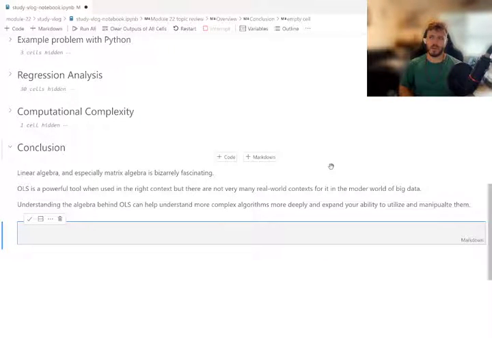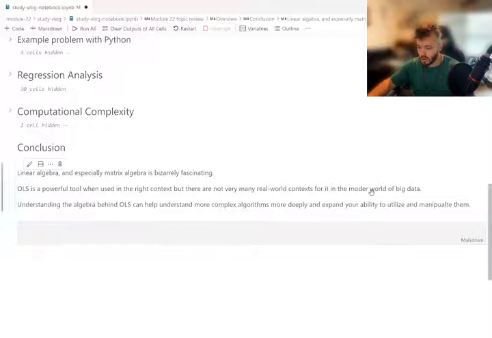OLS is really powerful. With the right size data set, it's a really solid strategy to use. The formula, the actual math itself, is pretty sleek and pretty intuitive. And so it's unfortunate that it's so computationally expensive, because it is such an elegant formula. But there are some use cases for it.